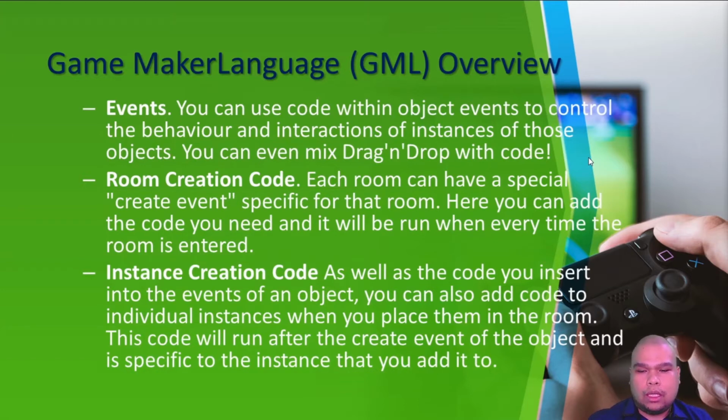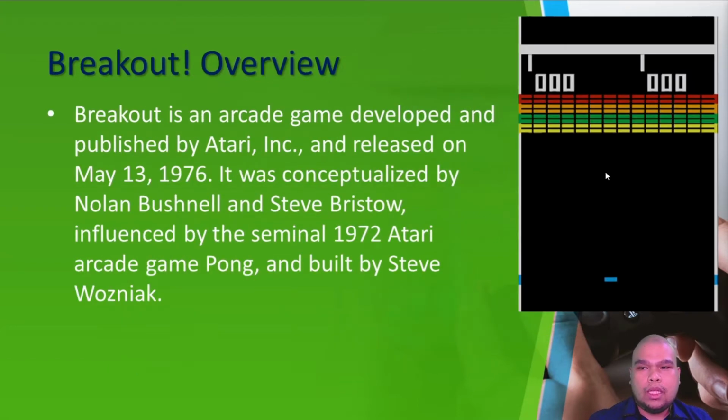You also have your instance creation code. As well as the code you insert into the events of an object, you can also add code to the individual instances when you place them in the room. This code will run after the create event of the object and is specific to the instance that you add it into.